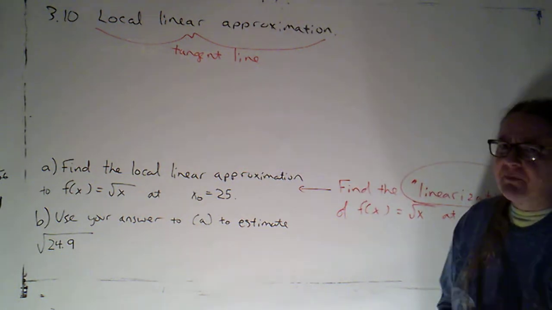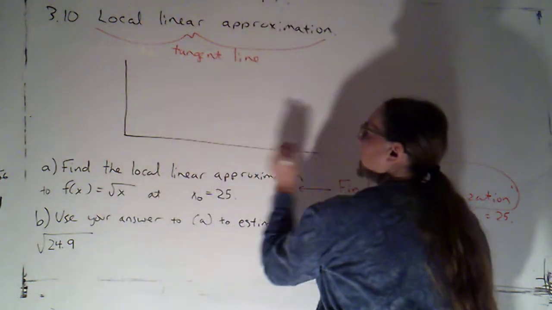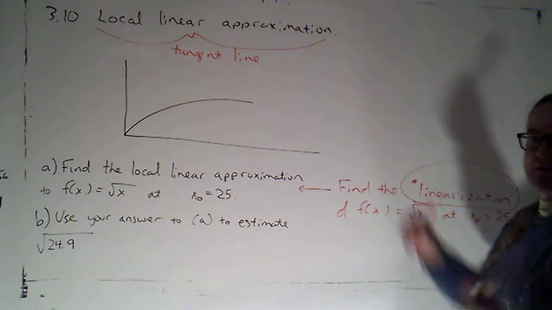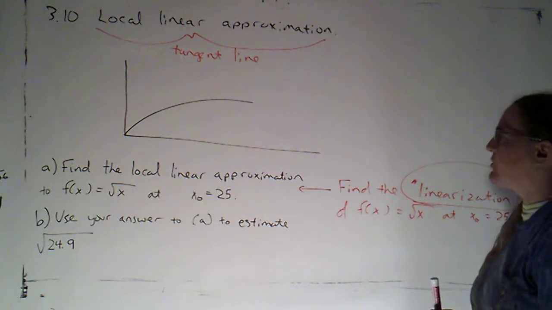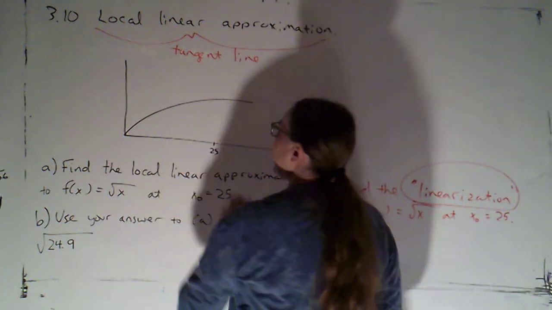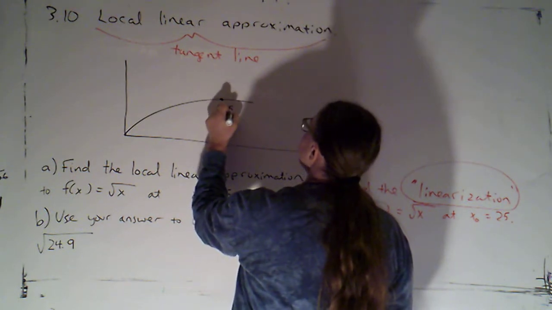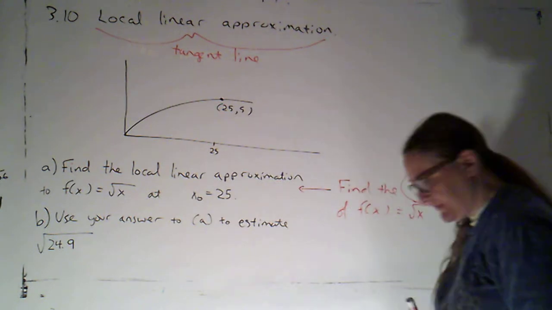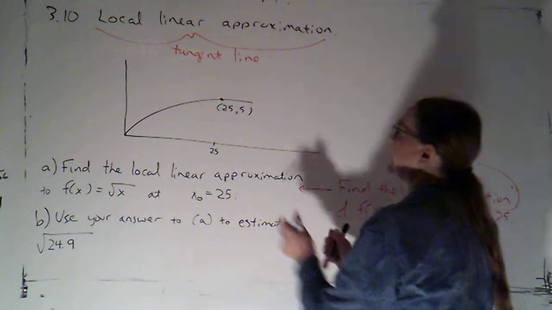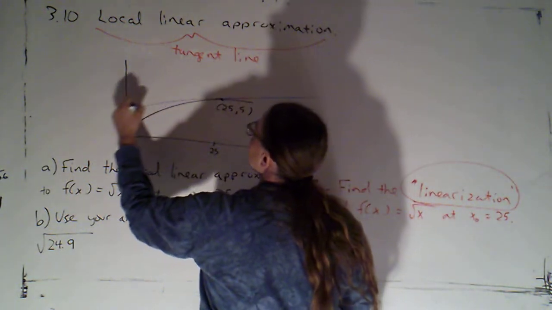So let me just draw a picture and then we'll talk about this vocabulary. Okay. I know that the square root function looks something like this. Now it just exists in quadrant 1, so I just graphed quadrant 1. Okay. And at the point where x is 25, we've got this lovely point here, 25, comma 5. Okay. Now I know how to calculate the tangent line at that point, and we will be calculating it in a moment. Let me just draw in the picture.